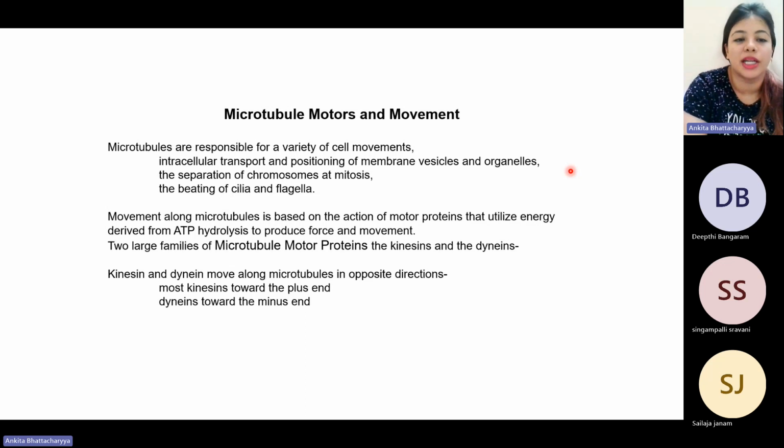What they do is they utilize the energy which you are getting from ATP hydrolysis, and they're producing force and movement. There are two families of these motor proteins, which you're already very familiar with. One is kinesins, the others are dyneins. Kinesins and dyneins have opposite sort of movement. The directionality of movement is a topic that was quite extensively discussed by Professor Subramaniam in the lectures as well. It is something that you can go and read up on.